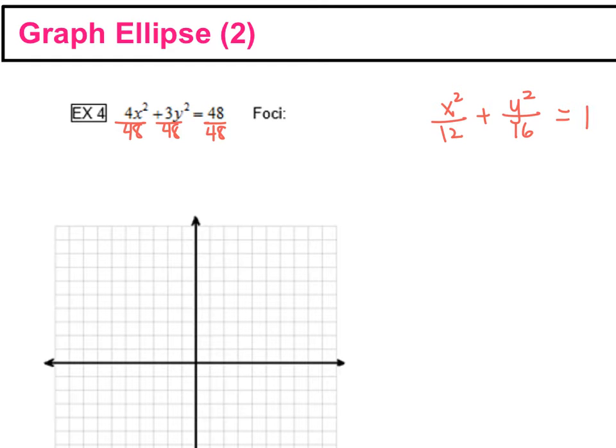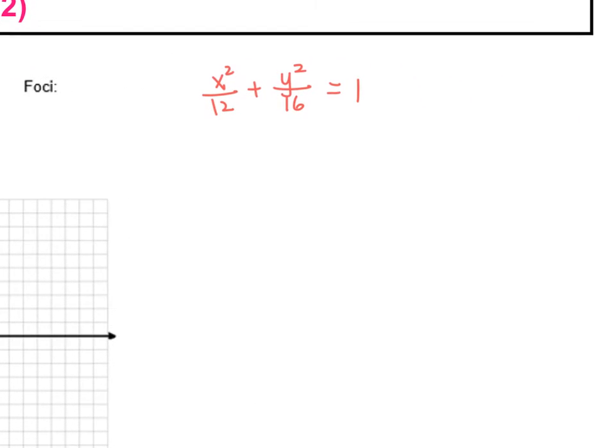Alright, now first thing we want to figure out is where is our a and where is our b. So we're going to always remember that a is the bigger number, so that's our a squared. This is our b squared. So because it's x squared over b squared and y squared over a squared, this ellipse is going to be one of those vertical ones.